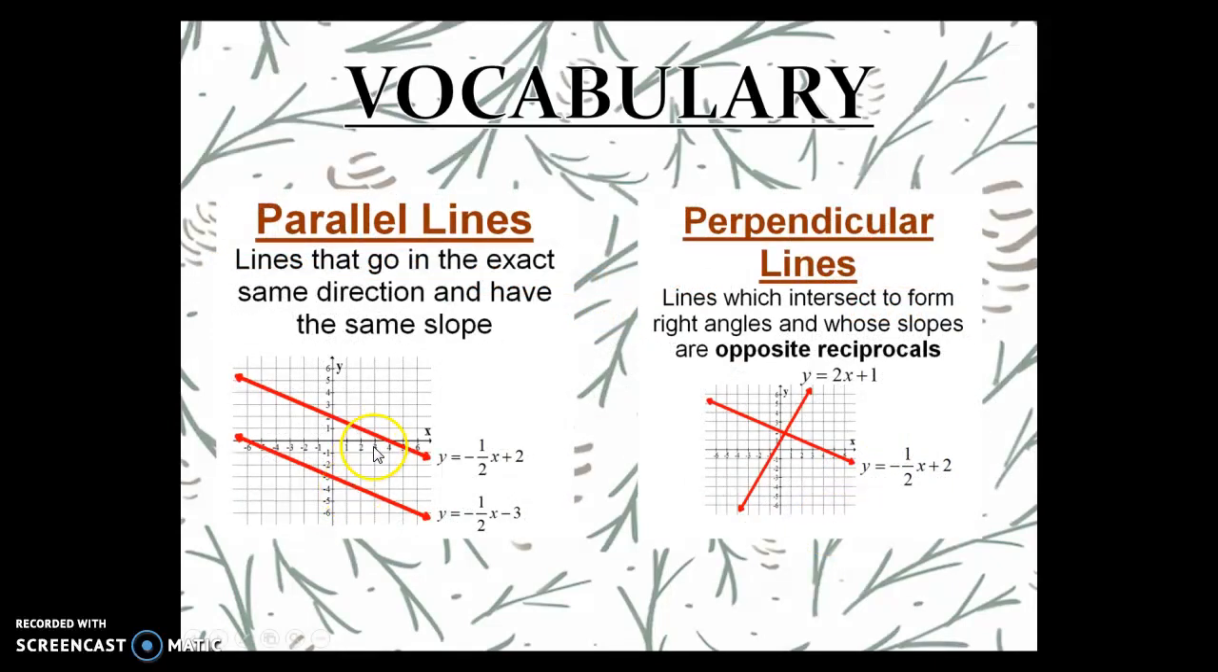Parallel lines have the same slope and never ever touch. Perpendicular lines cross at a 90-degree angle and their slopes are opposite reciprocals. Positive 2 over 1, negative 1 over 2.